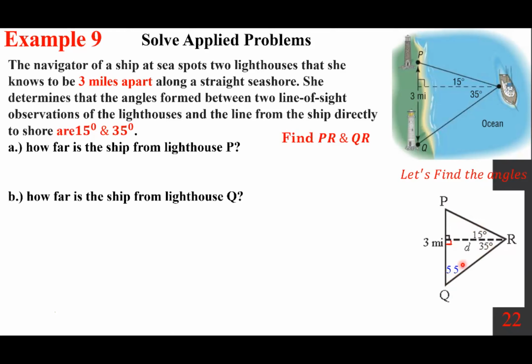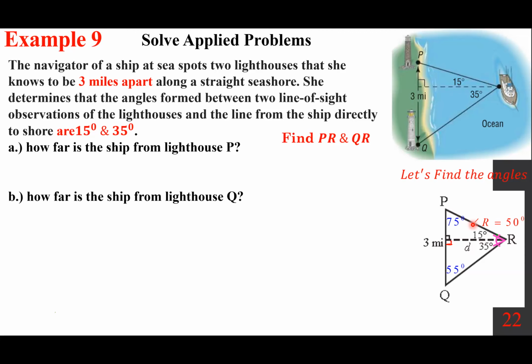So you want to make a note of it. This angle plus this angle is 90. That's how we get the 55 degrees. This angle plus this angle is 90 degrees. That's why we get the 75 degrees. So this angle is 75 degrees. This one is 55, and the big one at R is the sum of 15 and 35, or 50 degrees. We have all the angles.